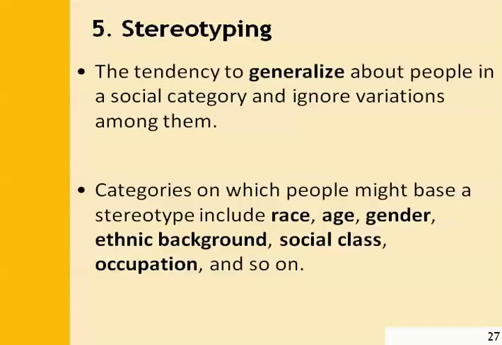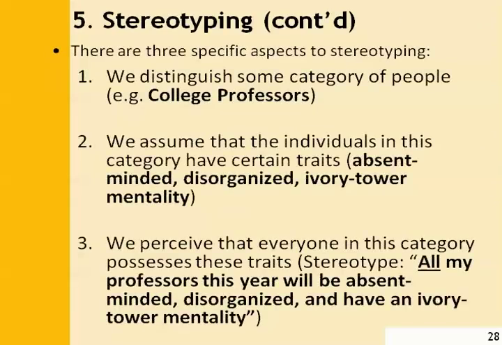Okay? طيب الناس بتgeneralize based on what؟ بتgeneralize عن الناس اللي بينتموا ل يعني categories معينة. So categories on which people might base a stereotype include race, include age, include gender, includes ethnic background, social class or occupation and so on. طب خلينا ناخد example عن stereotyping. إزاي بيحصل stereotyping? There are three specific aspects to stereotyping. Number one, we distinguish some category of people. We choose a specific category.